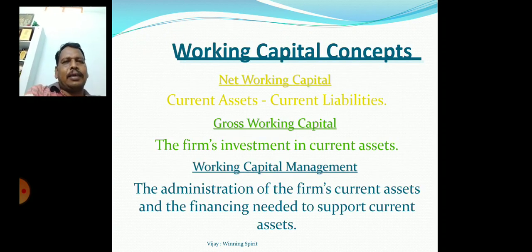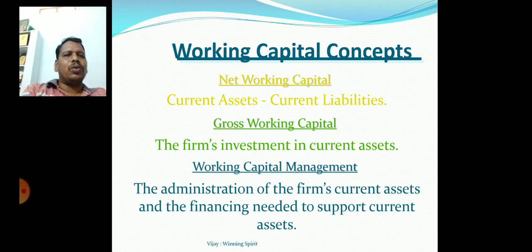If we move once again to the working capital concepts. The first one, net working capital, you know that: current assets minus current liabilities, or current assets minus current liabilities and provisions. If you think about the gross working capital, the firm's investment in total current assets is called gross working capital. Working capital management means the administration of the firm's current assets and the financing needed to support the current assets.